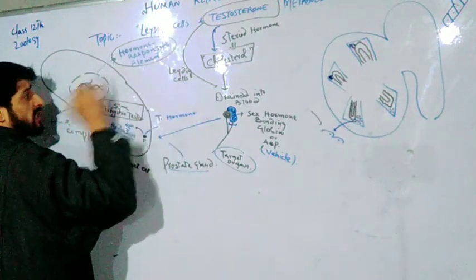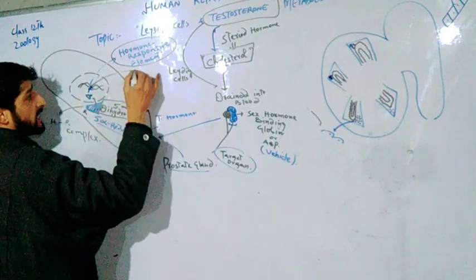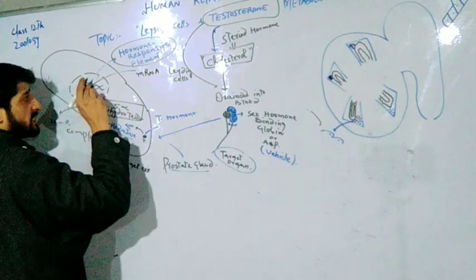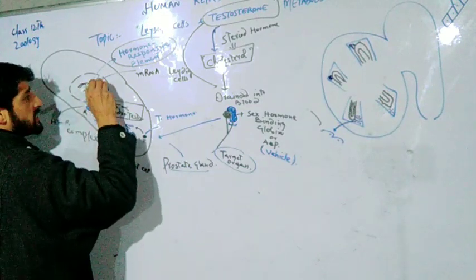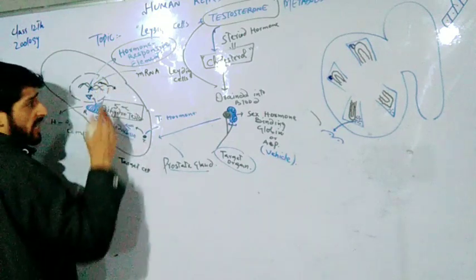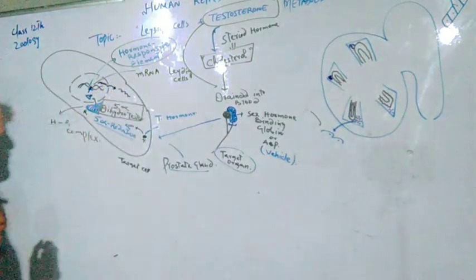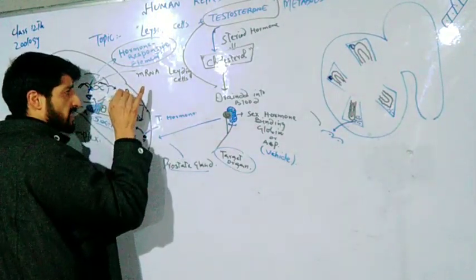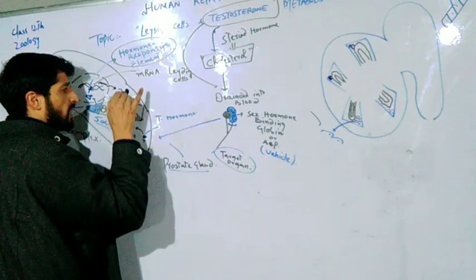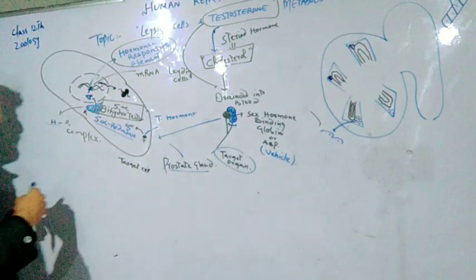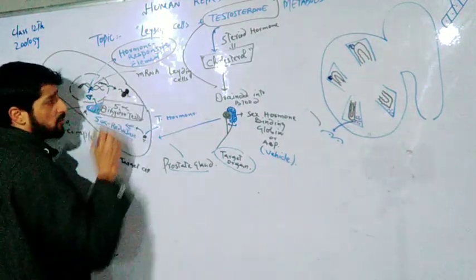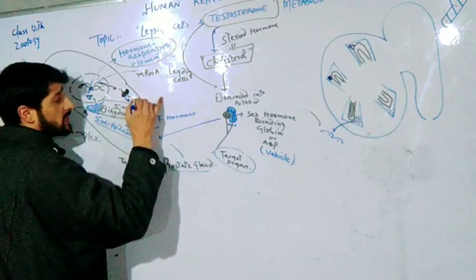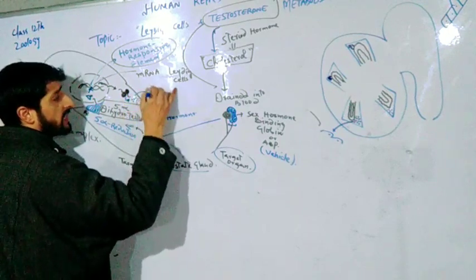Then from this specific region of DNA, messenger RNA is formed. It is this messenger RNA molecule that leaves the nucleus and enters into the cytoplasm. In the cytoplasm, messenger RNA meets with ribosomes, and ribosomes form special molecules. Those molecules are called proteins.